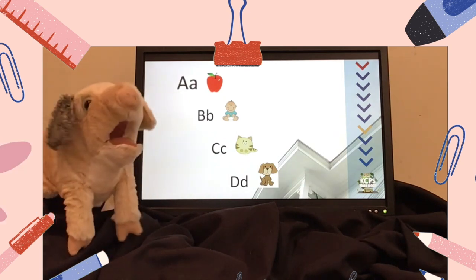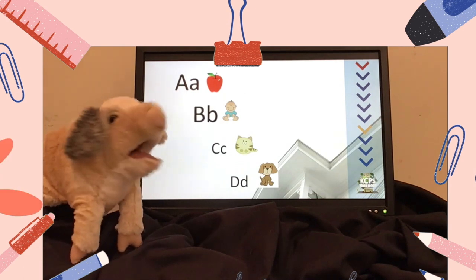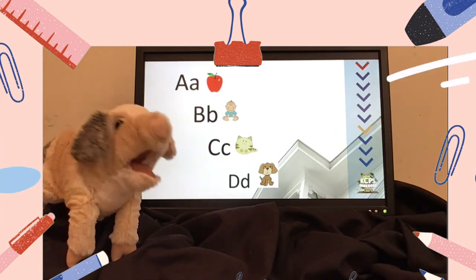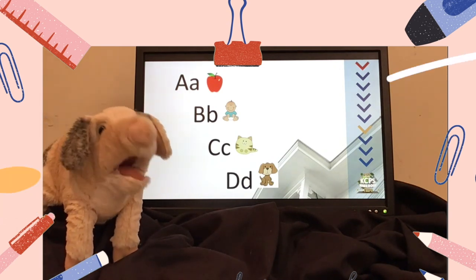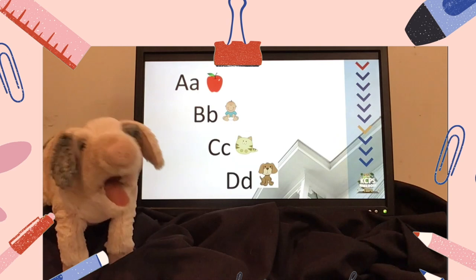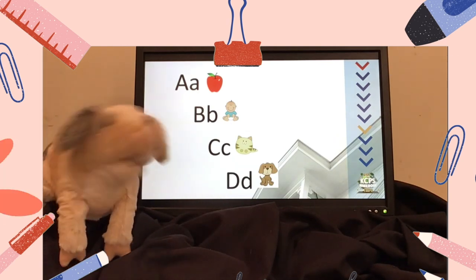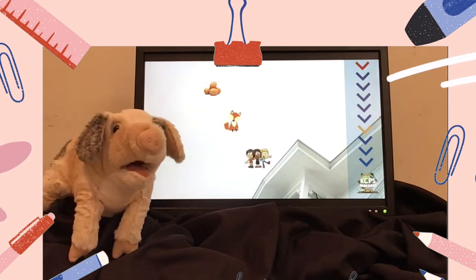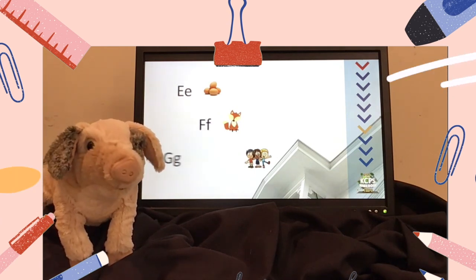A says A like apple. B says B like baby. C says K like cat. And D says D like dog. Let's say them again. A, B, C, D. Good job. E, F, G.